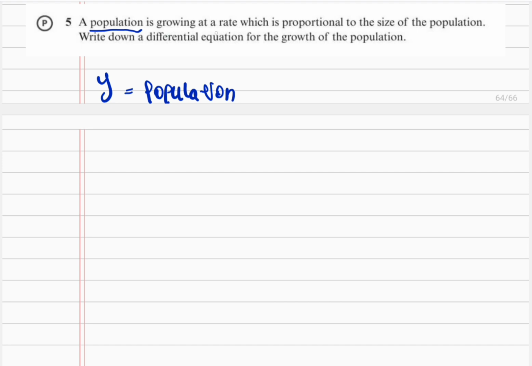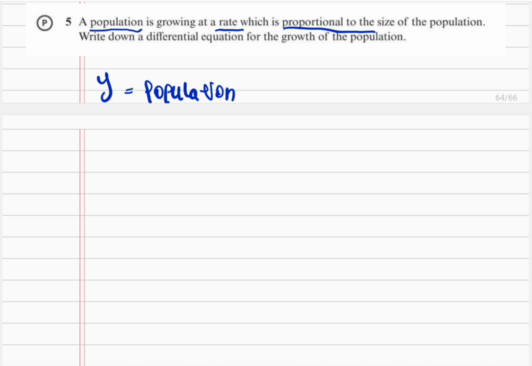Then it says growing at a rate. So when you see rate, remember that rate is usually about the derivative. That's another thing, which is proportional to the size of the population. And also it says proportional. So when you see proportional, remember the constant of proportionality. That's another important thing here, that I can call k, but I'll write that down later.